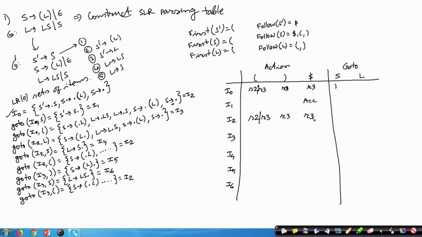Now, I2 has got transition on L and S both. I2 L is 3 and I2 S is 4. So, add them here.